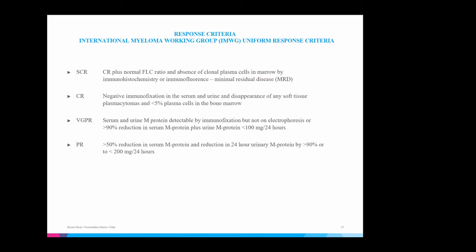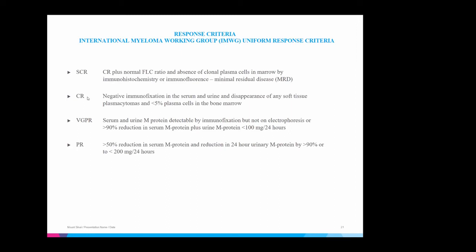I'm going to go through this quickly because it's kind of a research tool, but patients who have the best response to treatment and develop what's called a stringent complete response are those patients who have a clinical complete remission, normal protein studies, normal free light chain ratio, and absence of clonal plasma cells in the bone marrow by all studies, immunohistochemistry and immunofluorescence. And those are patients with what we call minimal residual disease.